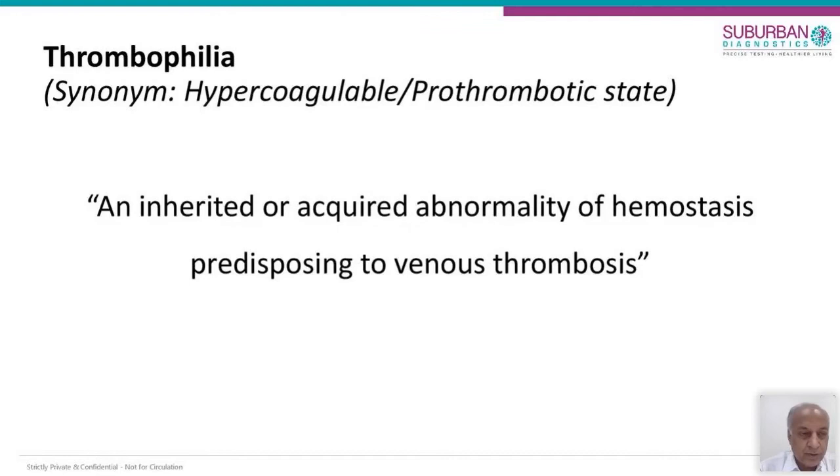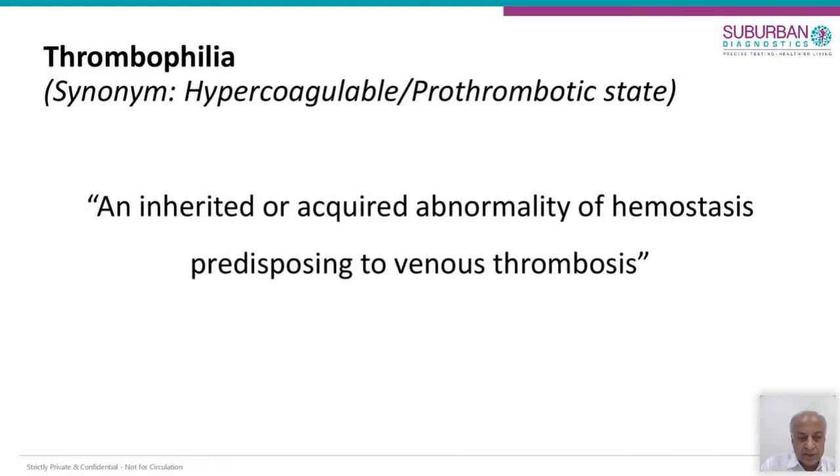So as most of you would know, the term thrombophilia is derived from 2 words in Greek, which are thrombo and philia. Philia, as we know, is affinity for something, and thrombo, of course, indicates thrombosis. So thrombophilia tells us that there is an increased affinity or predisposition to venous thrombosis in patients who acquire or rather inherit certain abnormalities. So thrombophilia is an inherited or acquired abnormality of hemostasis predisposing to venous thrombosis.